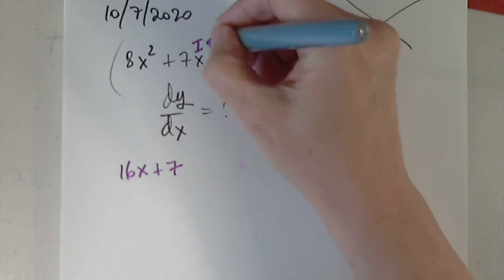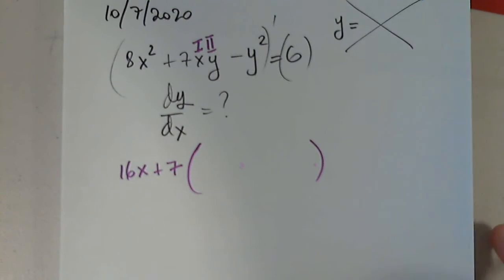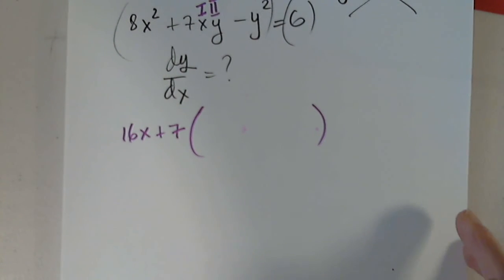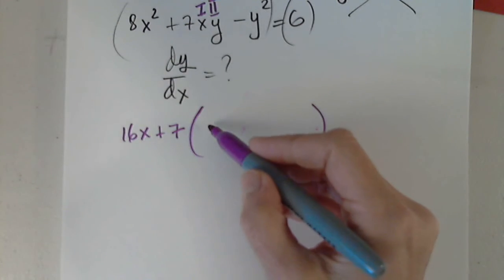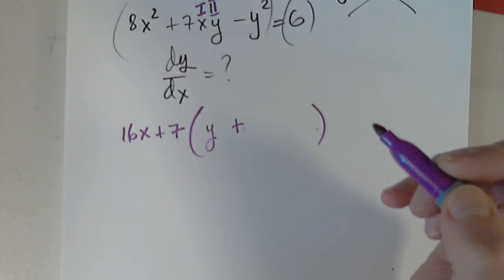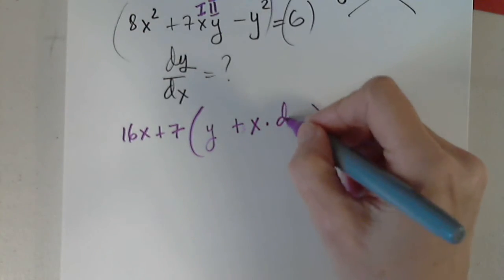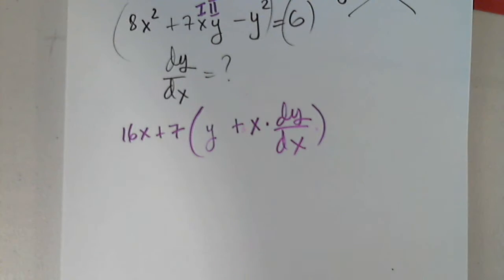Now this is function 1, and this is function 2. I leave 7 alone. It can wait patiently. I differentiate the first function, I get 1, because it's just plain x, and then multiplied by y, but plus, I copy the first function and I differentiate the second one, and since I don't know what y equals, I have to write dy over dx. Any questions so far?